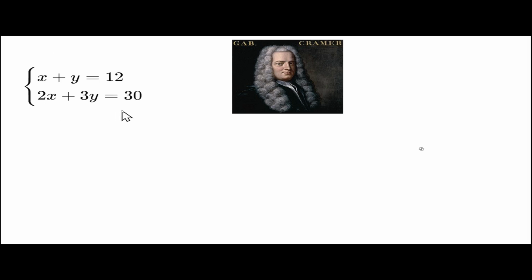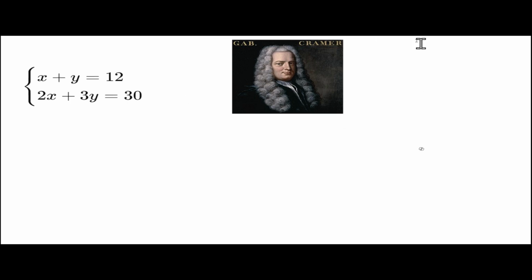This is how your calculator and your computer will solve it, and it's one of the reasons why linear algebra is really useful for computer science. It is really where the rubber hits the road for a lot of mathematical solutions and applications. So this is Cramer's rule. It's not really a rule, it's an algorithm.